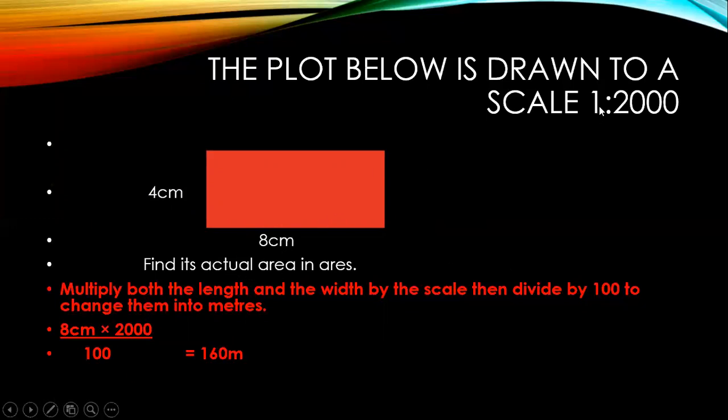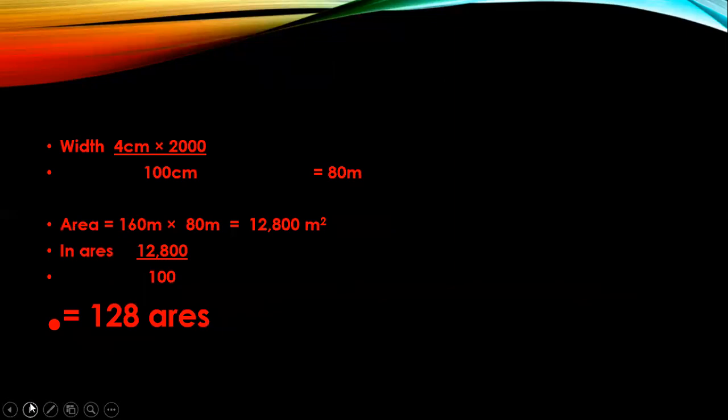So if 1 centimeter represents 2,000 centimeters, what about 8? You're multiplying 8 times 2,000 centimeters. Then we change it into meters. And your length in meters is 160 meters. So after getting 160 meters, what is your width in meters? It is 4 times 2,000 over 100, and you will find your width to be 80 meters.